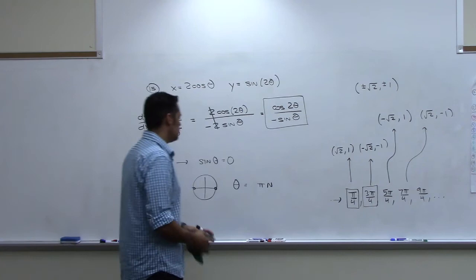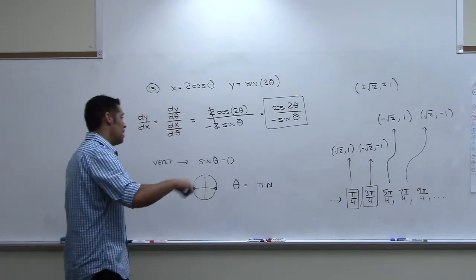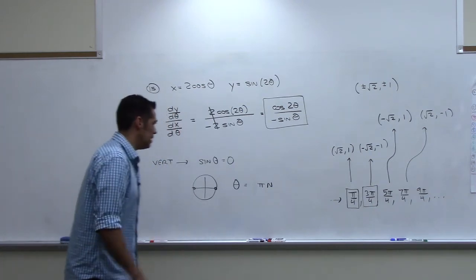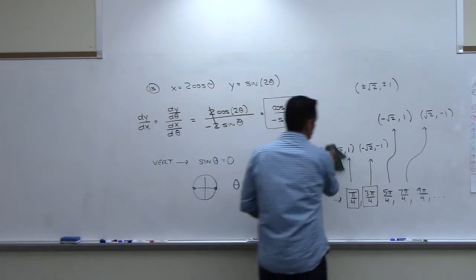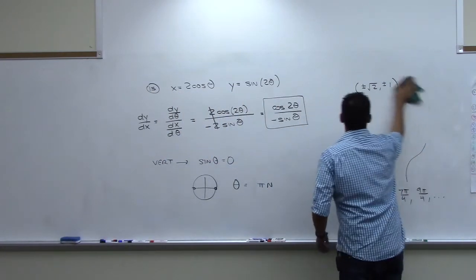You could go pi n. You could say pi plus pi n. You could do 0 plus pi n. Doesn't matter, it's the same thing, because if you're at 0, then you just add pi. All right, so that's it.